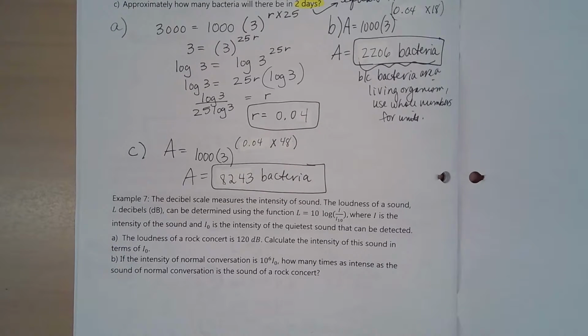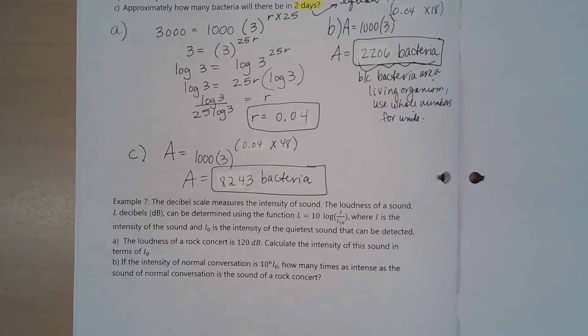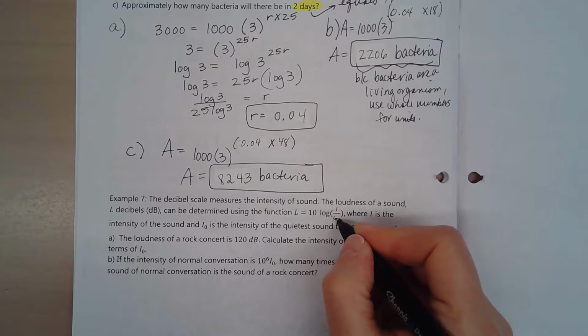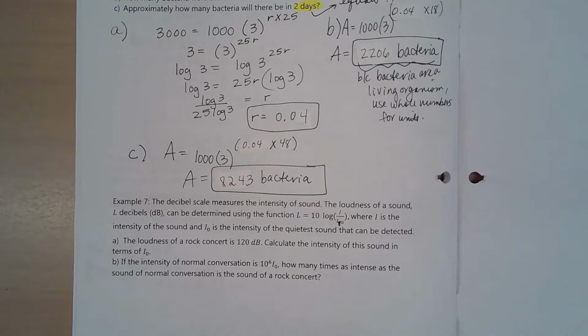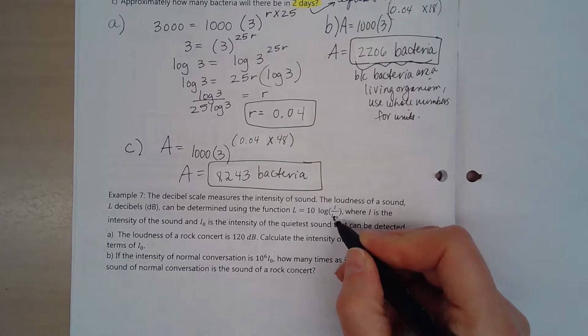This is a good one because those logs kind of tend to confuse people, I think. The decibel scale measures the intensity of sound. Okay, you saw a couple of those in your chapter test too. The loudness of a sound, L, measured in decibels, can be determined using this function. Loudness equals 10 times the log of I over I-naught, that should be I-naught, by the way, where I is the intensity of the sound and I-naught is the intensity of the quietest sound that can be detected.